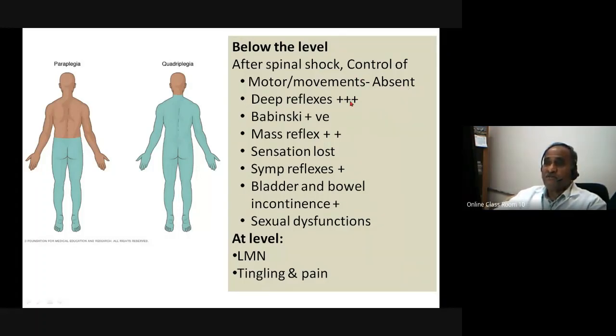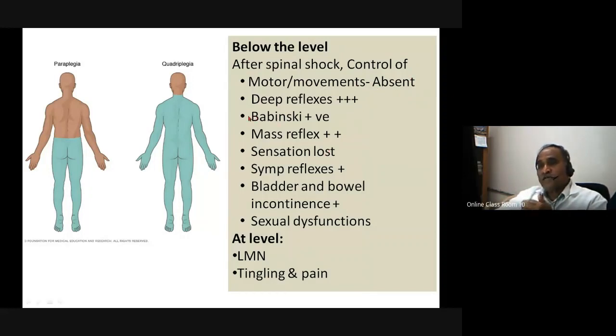The deep tendon reflexes after the spinal shock get exaggerated. They will produce a sort of increased deep tendon reflexes. And there is what is called spasticity. That is, the tone is coming up. This tone, this spasticity, is because of the upper motor neuron type of lesion. So the control from the gamma motor control is lost.